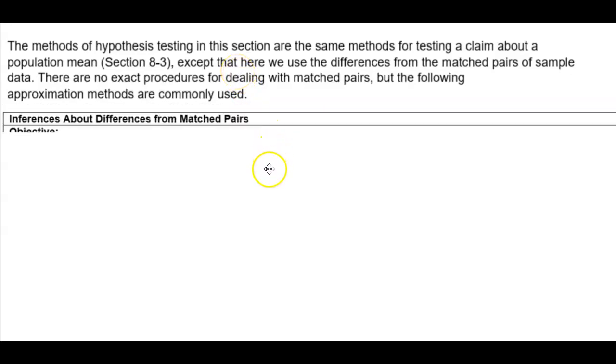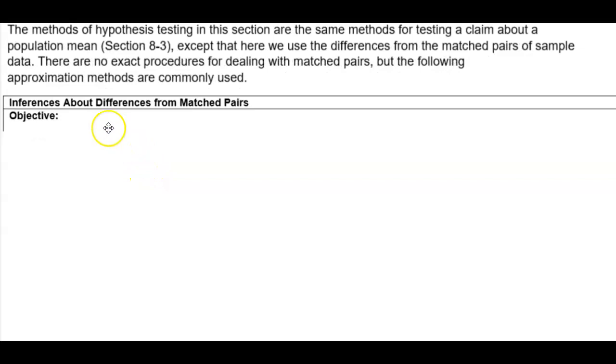The methods of hypothesis testing in this section are the same methods for testing a claim about a population mean from section 8.3, except that here we use the differences from the matched pairs of sample data. There are no exact procedures for dealing with matched pairs, but the following approximation methods are commonly used. So, inferences about differences from matched pairs.